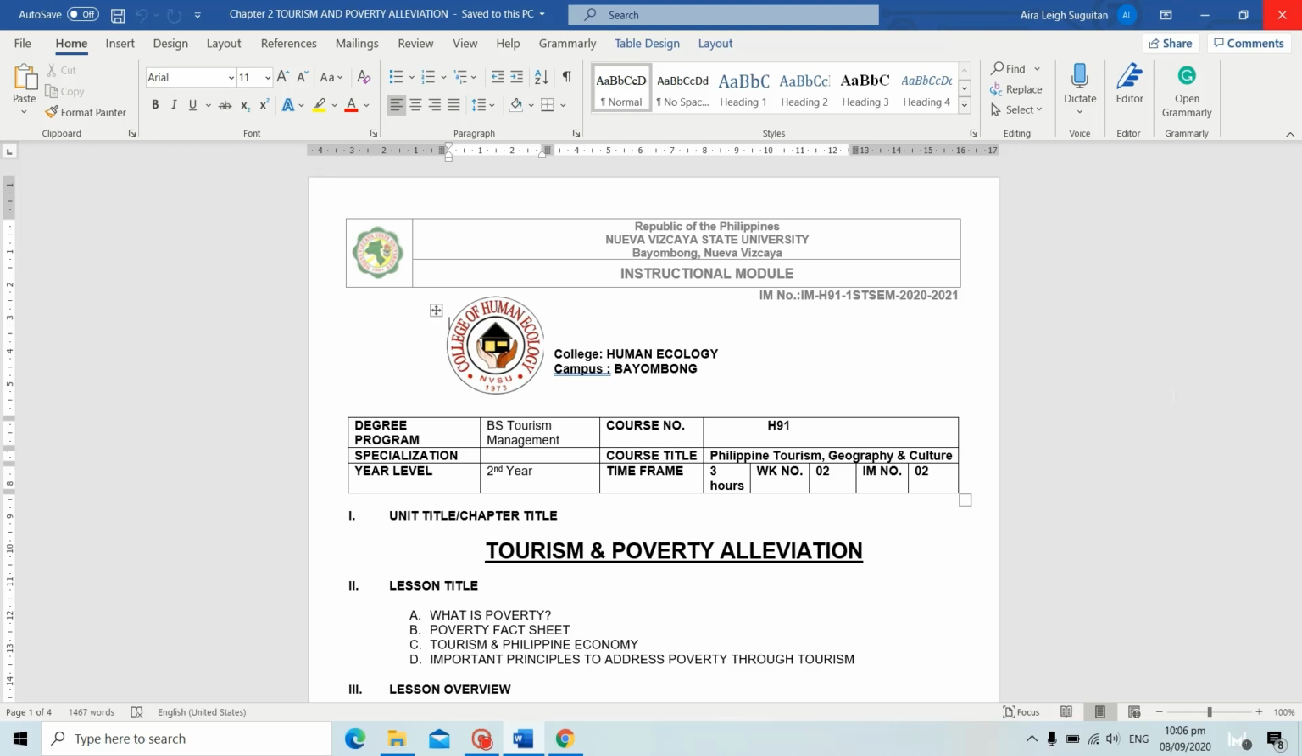The second one, we will be discussing the poverty fact sheet here in the Philippines. So we will discuss the ratio of how the current situation of most specifically the people who are residing in rural areas. Then the third lesson would be about tourism and Philippine economy. We will be discussing how tourism is helping our economy. And the last one, the important principles to address poverty through tourism.